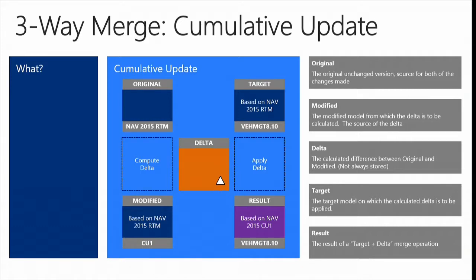There's no definitive rule on what should go in target and what should go in modified. It can be different from merge to merge, which way you would get the best results. It depends on what has changed and how many changes there are. Anyway, the resulting version would then be our vehicle management solution, but now updated to the cumulative update released by Microsoft.